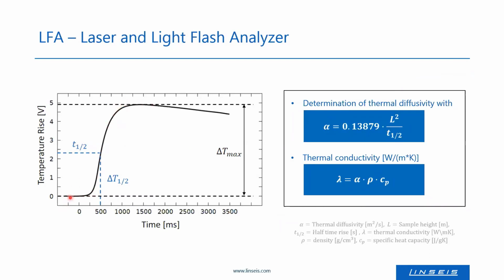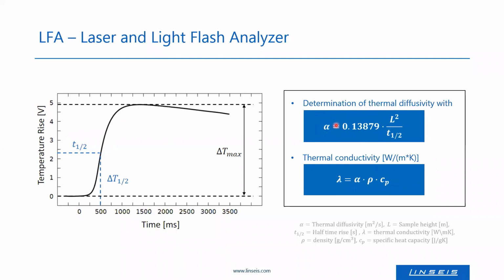And this is how the detector signal looks like. So it goes through a maximum, and from this maximum divided by 2, you get the half height of the signal. And the time required to come to this half height is the so-called half time. And this half time is used to calculate the thermal diffusivity. This is done by this formula. Thermal diffusivity equals a constant value multiplied with the sample's thickness squared and divided by the half time. So it's a quite simple formula.